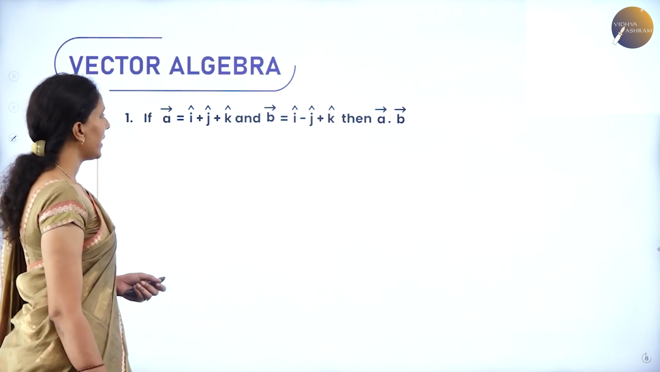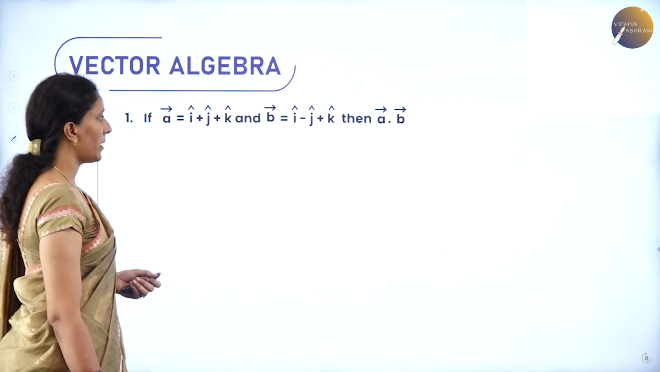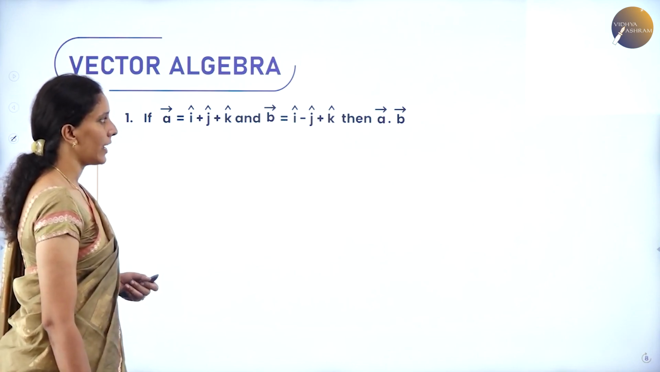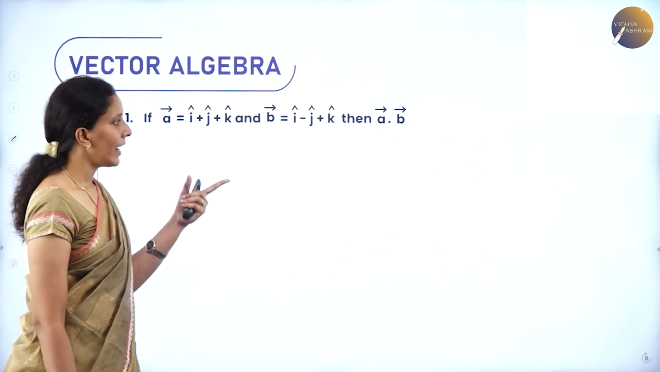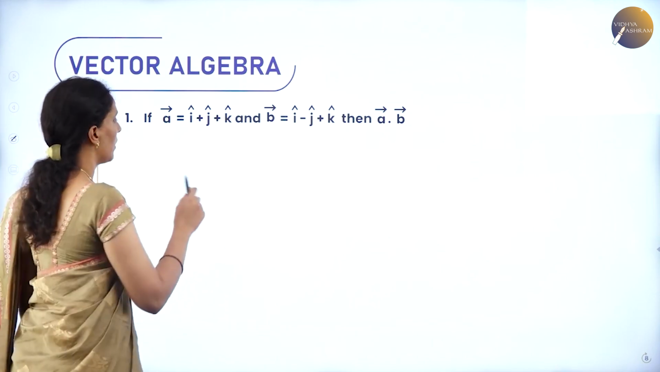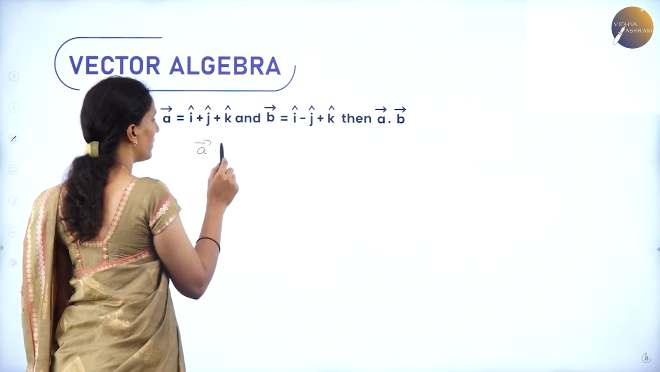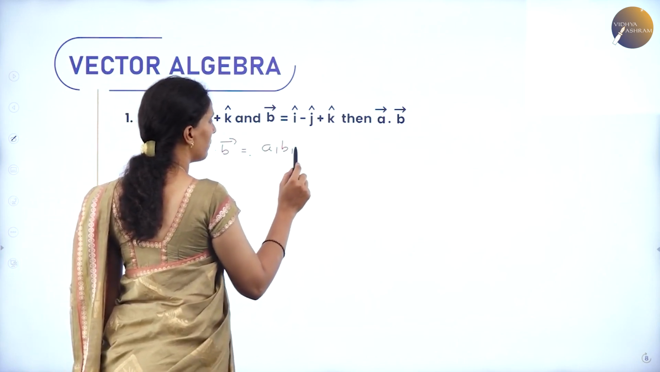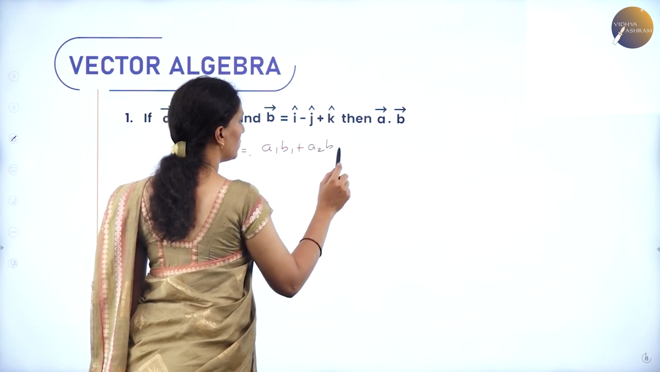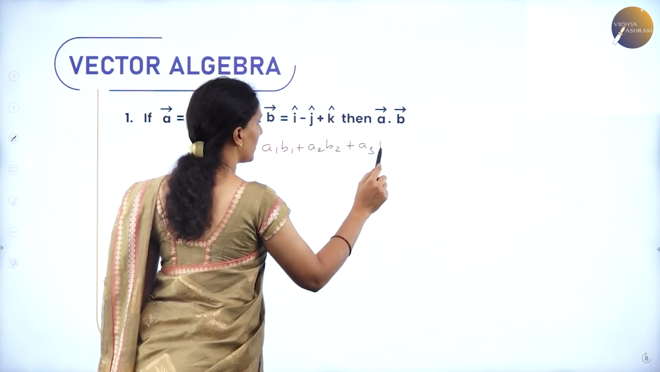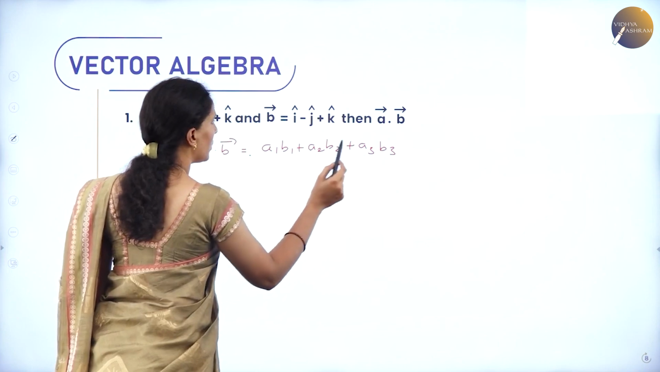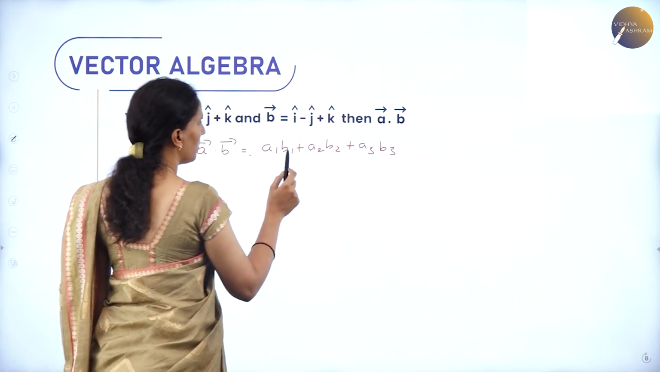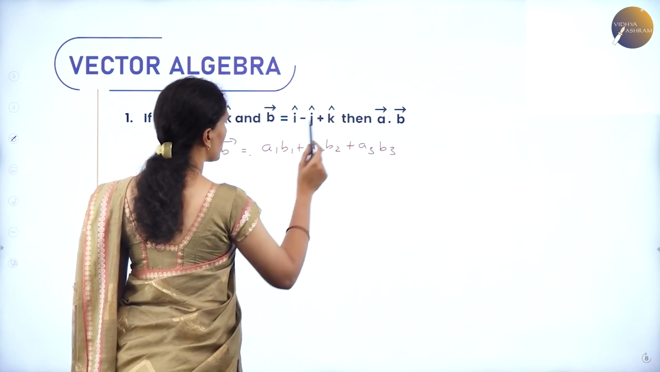If vector A is equal to i plus j plus k, vector B is equal to i minus j plus k, then find A dot B. What is A dot B? Now, A dot B is equal to A1 B1 plus A2 B2 plus A3 B3. So, what is A1, A2, A3? The components of vector A, that is 1, 1, 1. B1, B2, B3 is 1, minus 1, 1.